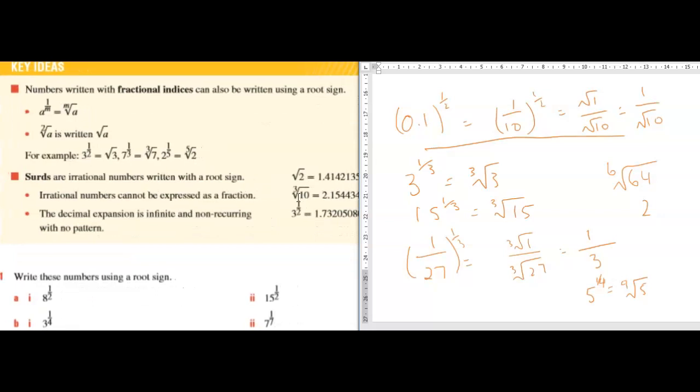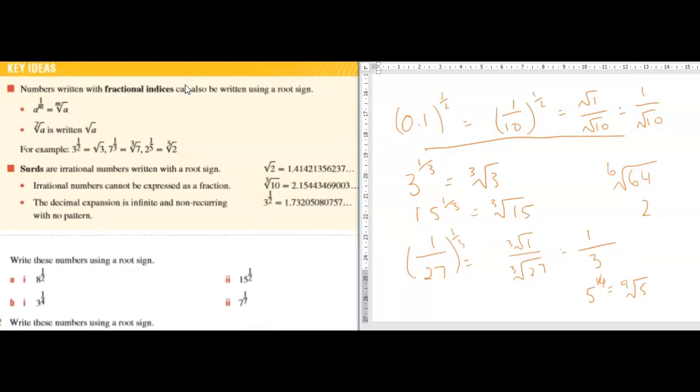So you can see the key ideas here. So your fractional indices, so a to the power of 1 over m can be rewritten as m root a. So m root a. Don't say the square root unless it's 2. So if it was a 3, we usually say the cubed root, or 4, 4th root, 5th root, etc. And we don't tend to write 2 root. Okay, if it was just the square root, you don't write the 2 there. All right.